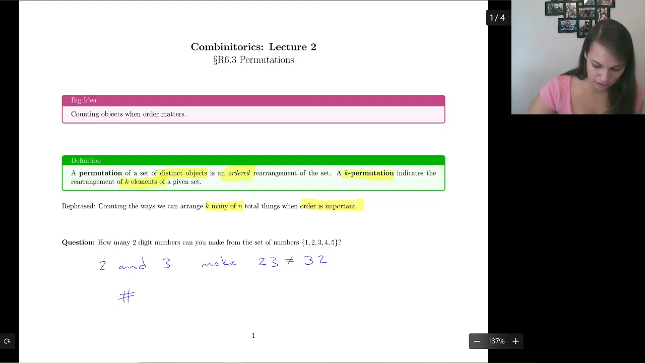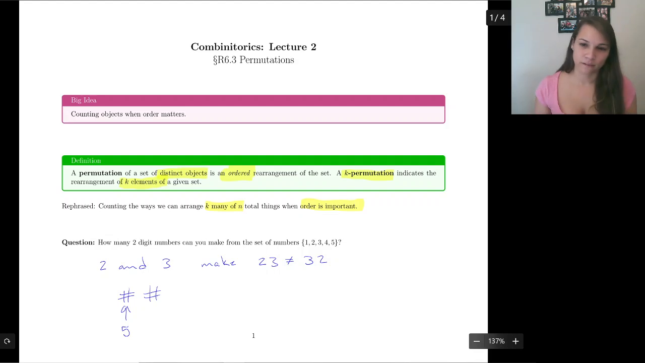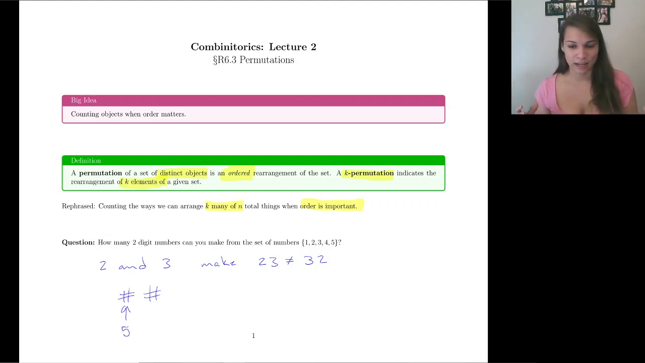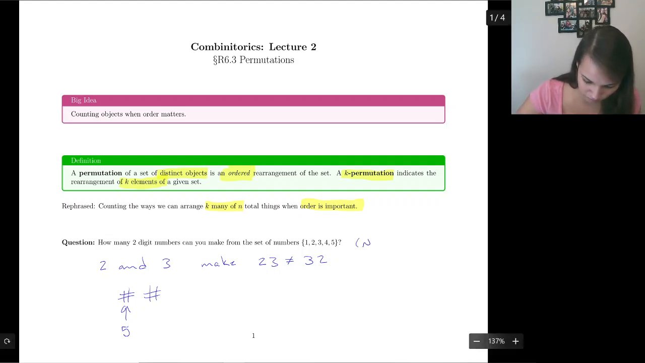We can say we have a two-digit number like this, and then we have 5 options for this first number. And then let's think of this set like a bin. So once you take something out, so if we take the number 3 out, we can't use 3. There are no more 3s left in the bin. There's only one 3 sitting there in our set. So we're not allowing repetition.